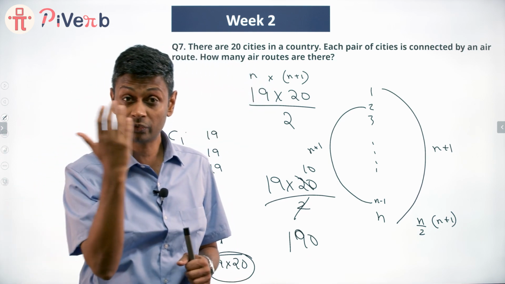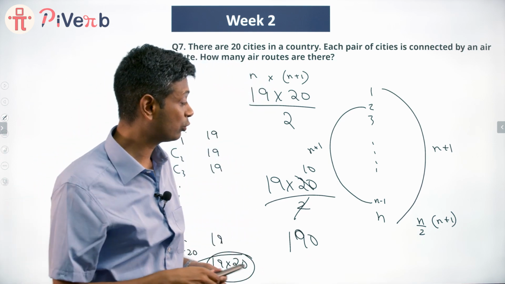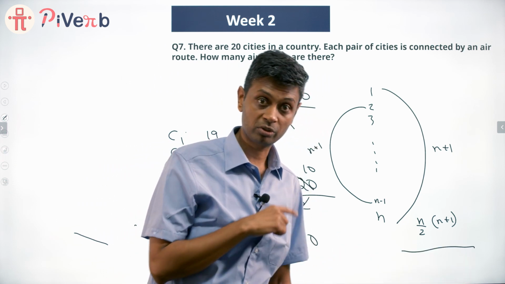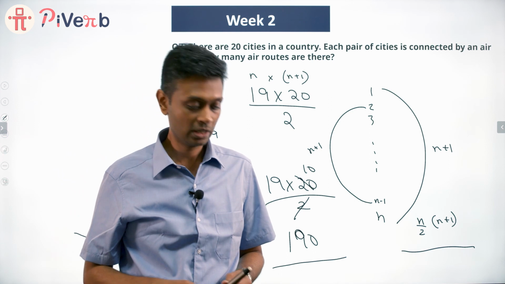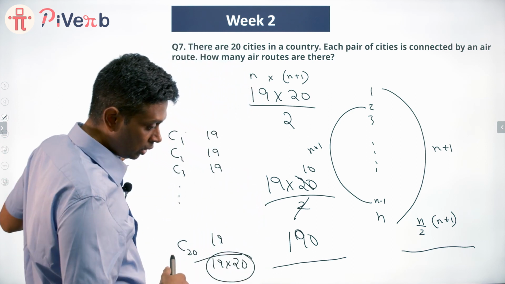Lovely. So there are different ways of thinking about this. One is formulaic. One is the simple approach that we saw. The other is this approach where we double count and then divide by 2. Lovely. I'm going to go to the next question.